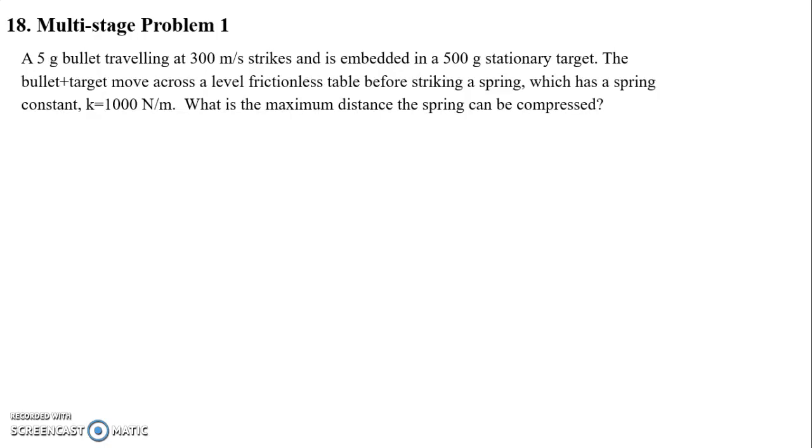Here we go. We've got a 5 gram bullet traveling at 300 meters per second, embedding in a 500 gram stationary target. This should sound familiar. We've done a lot of problems with this bullet and target. The bullet and target move across a level frictionless table before striking a spring, which has a spring constant of 1,000 newtons per meter. And how much can the spring be compressed?